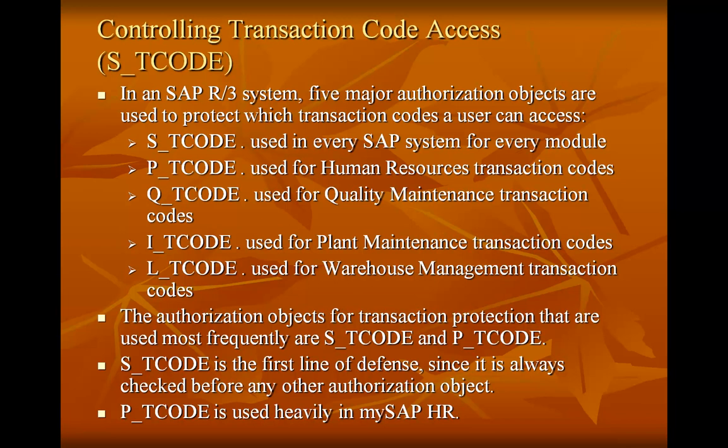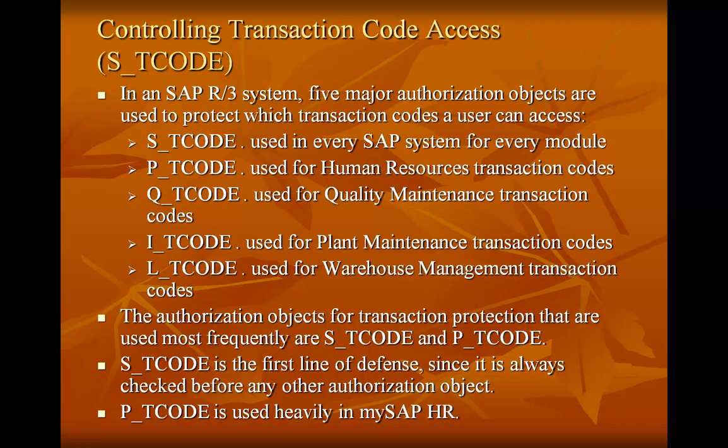Now when I say you need, what I mean is the transaction code that you execute has to be a value in s_tcode as well as, in HR's case, p_tcode. If the value is there in s_tcode and it is not there in p_tcode, then you get a "you're not authorized" error. Okay. Same thing goes with q_tcode for QM, quality maintenance transaction codes. When you enter a QM related transaction code in the role, it first goes into s_tcode anyway, but it also has to be part of q_tcode. If it is not part of q_tcode, you get an authorization error.